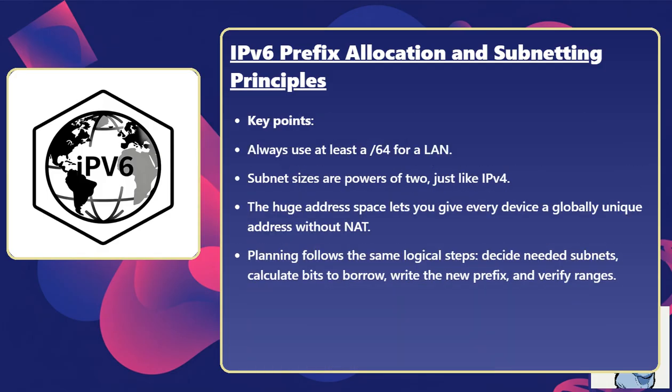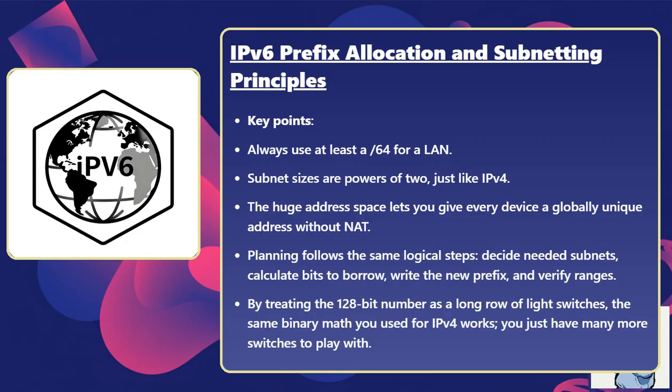Key points: always use at least a /64 for a LAN. Subnet sizes are powers of 2, just like IPv4. The huge address space lets you give every device a globally unique address without NAT planning. It follows the same logical steps: decide needed subnets, calculate bits to borrow, write the new prefix, and verify ranges. By treating the 128-bit number as a long row of light switches, the same binary math you used for IPv4 works, you just have many more switches to play with.